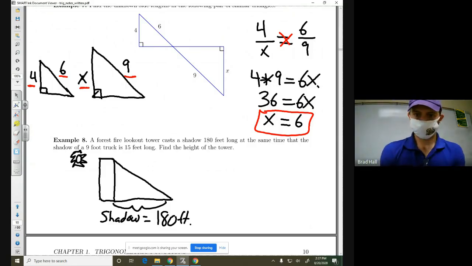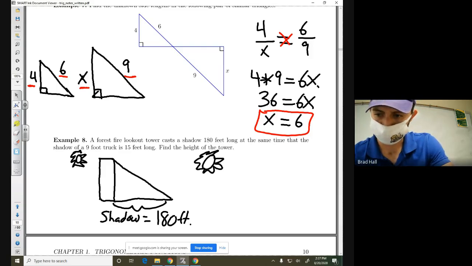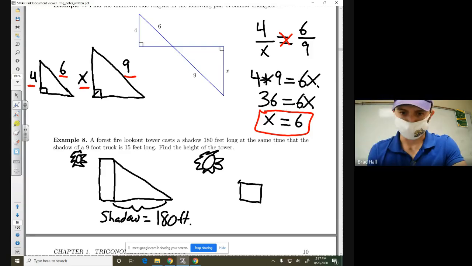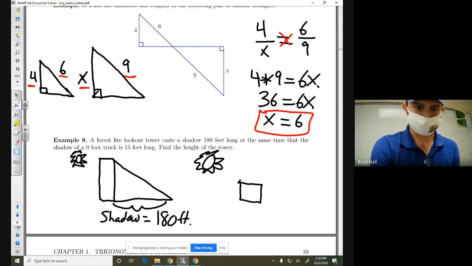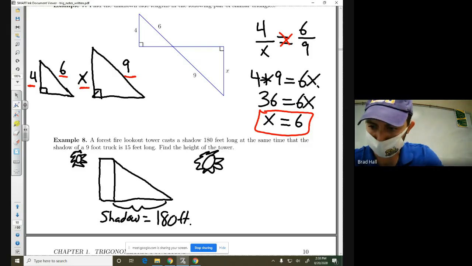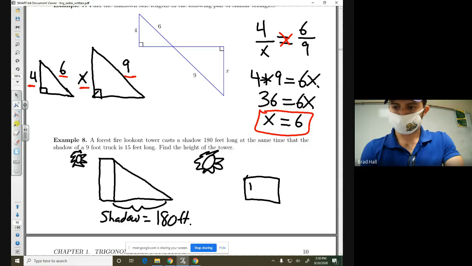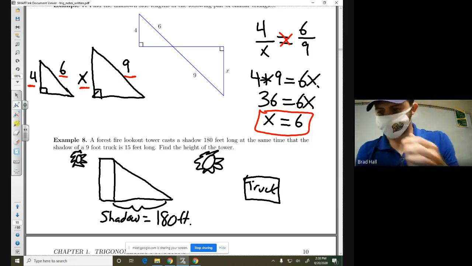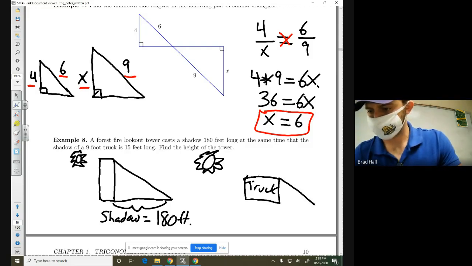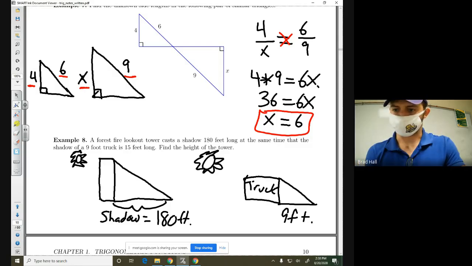Simultaneously, same sun, just different object. So there's a truck. Beautiful truck. It casts a shadow. In fact, let me draw this a little bit larger so my text doesn't overlap with stuff. So here's a truck. It casts a shadow of 9 foot, so same idea. It projects a shadow of 9 foot, and the truck is 15 feet long.